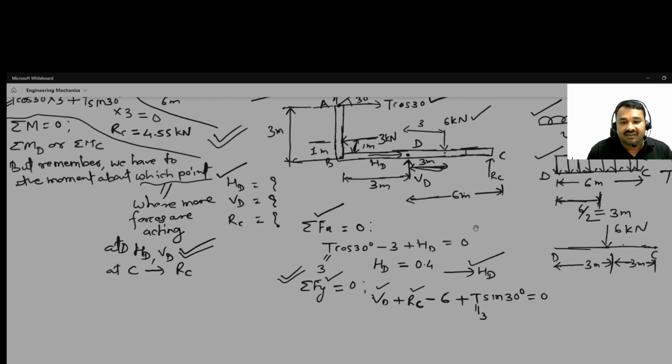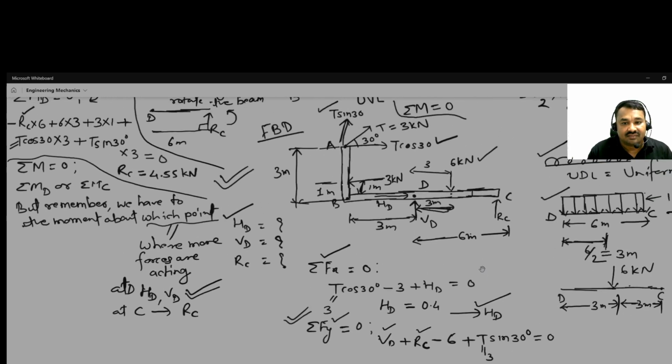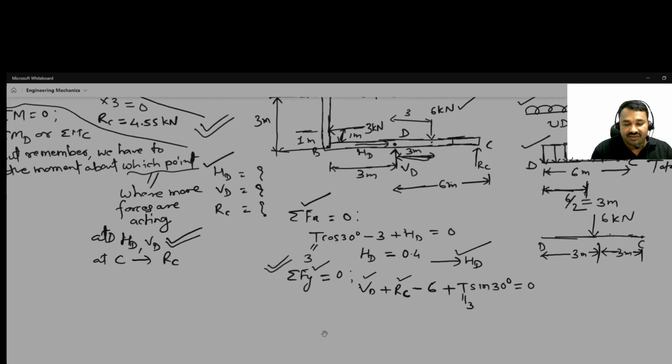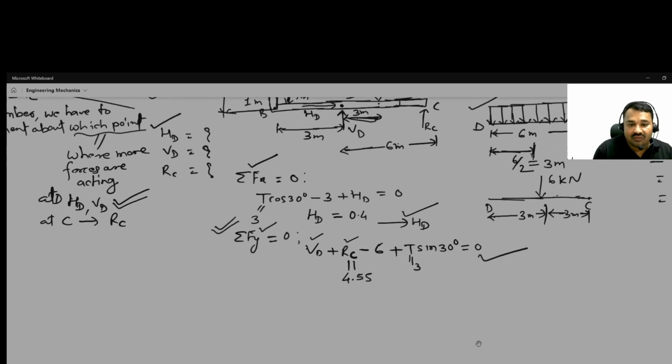Okay, and what else is remaining? From this equation, RC is equal to 4.55. Then VD we can get, and VD is equal to what we get? 0.05 kilonewton.